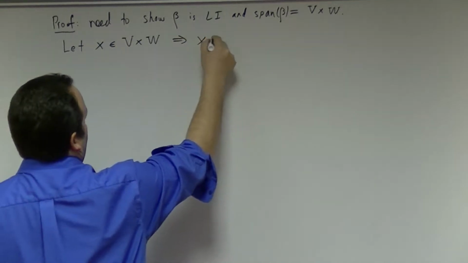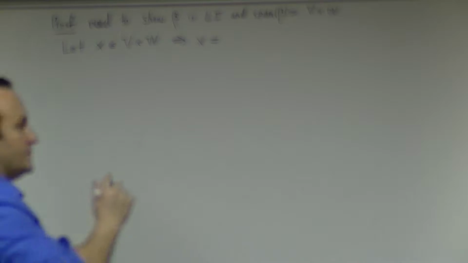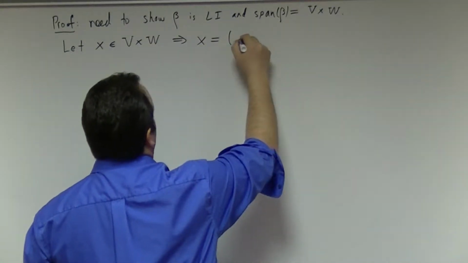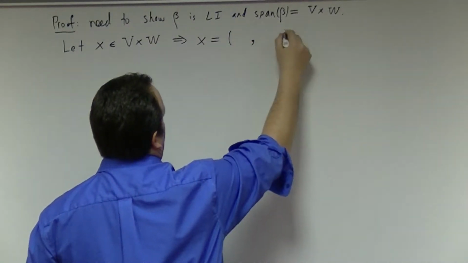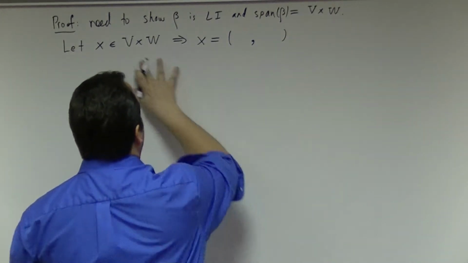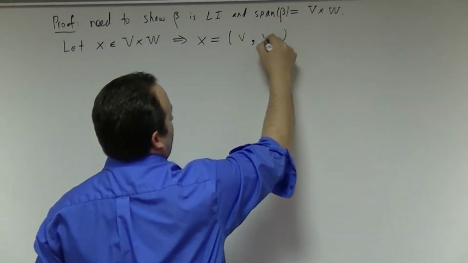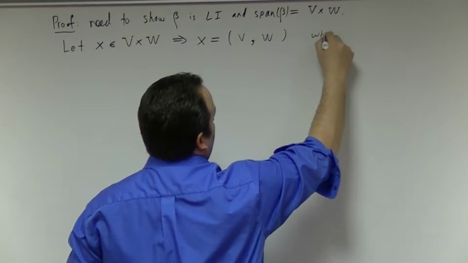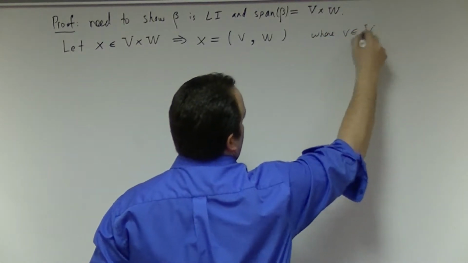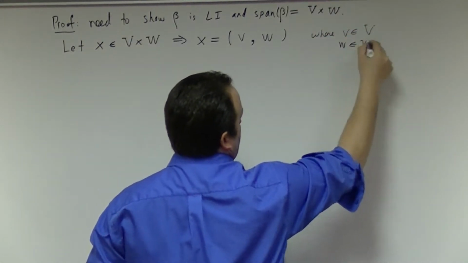X is equal to what? I mean, what was the definition of V cross W? It's pairs of things, right? So now what's the deal with v and w? Where v is what? v is in V, right? And w is in W. So what does that tell you about x?